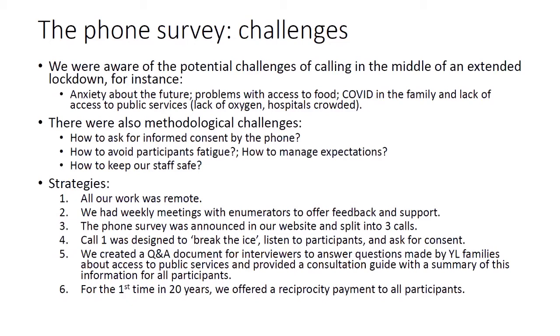Also, we created a question and answer document that the enumerator had at hand. So if the family had a question, we had this list of potential answers, especially about how to access public services during the lockdown. This is public information, but not everyone has it. Eventually this document turned into a consultation guide that we sent to all participants after a couple of months.